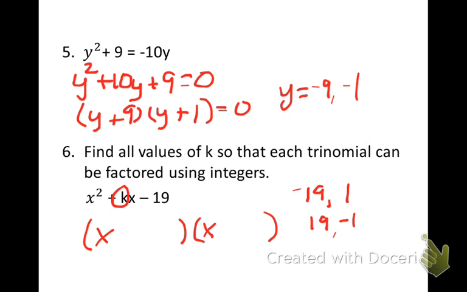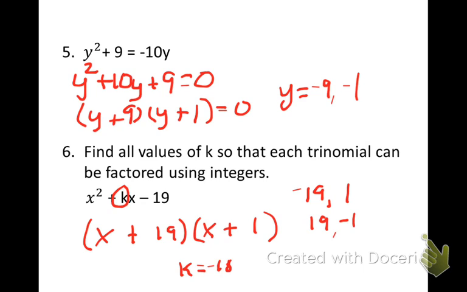So if those are my factors, this is going to be a 19 and a 1. This is going to be negative, this is going to be positive. So what would your middle term be? Negative 19 plus 1. That would give you the value that k could be, remember, because k is the middle term. So that would be negative 18.